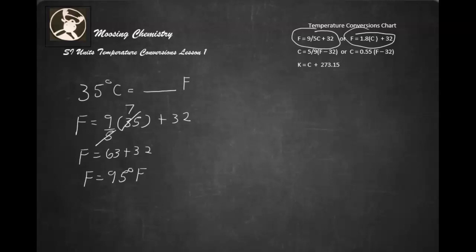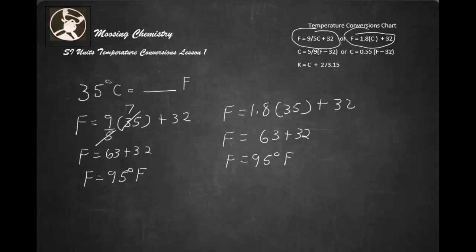Well, we can solve it the other way. F equals 1.8 times 35 plus 32. Okay, so F equals 63 plus 32. F equals 95 degrees Fahrenheit.